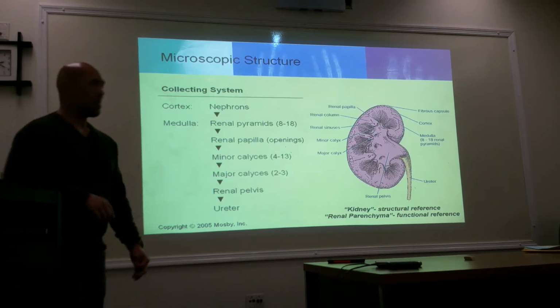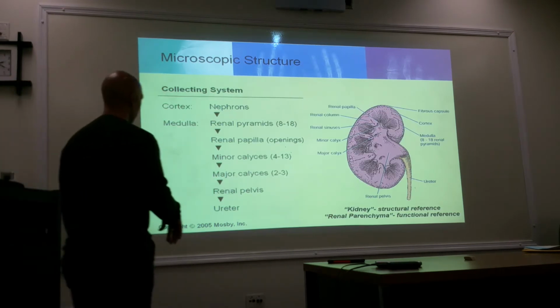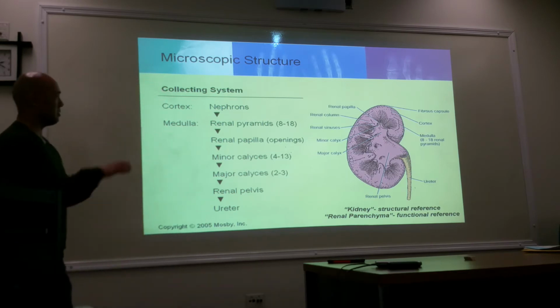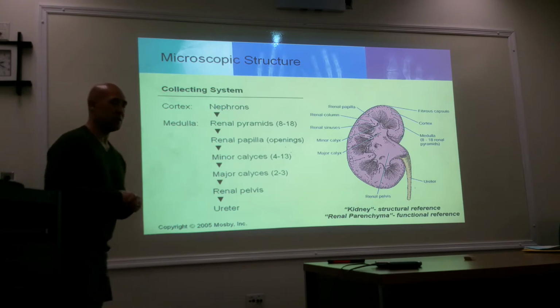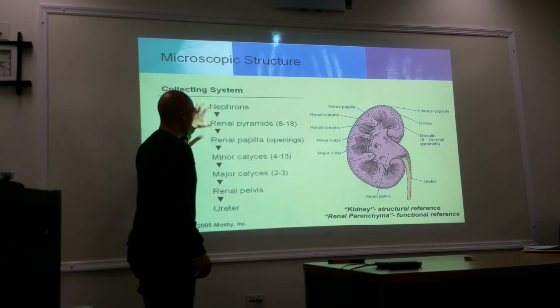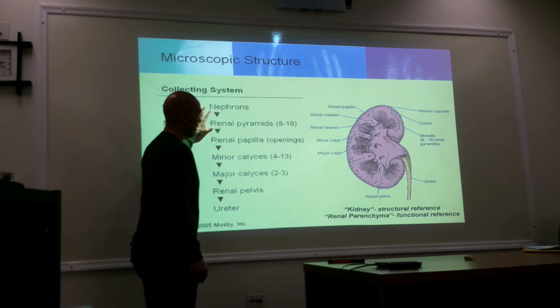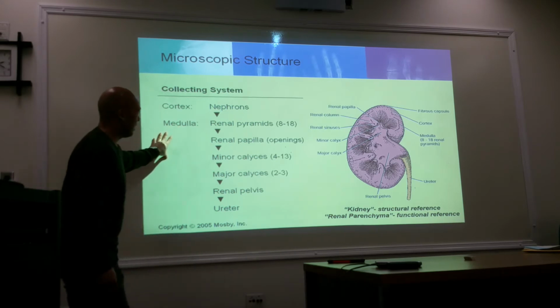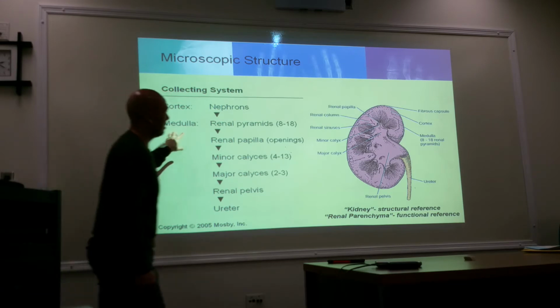All right, so structurally, the kidney can be broken down into 2 different layers. The most outer layer is the cortex of the kidney, and this is where you're going to find the functioning portion of the kidneys. This is the nephrons. And then the rest of it is the medulla, and here you will find the renal pyramids. There are about 8 to 18 of them.